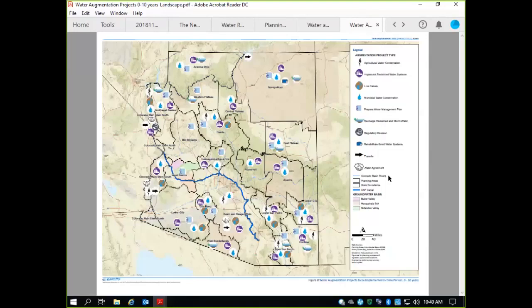I apologize, I was out for a while for surgery and I'm just getting back into this. What is the definition of augmentation? I think it'd be good if we talked about lining canals, because I'm like, is that augmentation? Is that conservation? But the department has a kind of good definition of augmentation, right? Or of reuse.